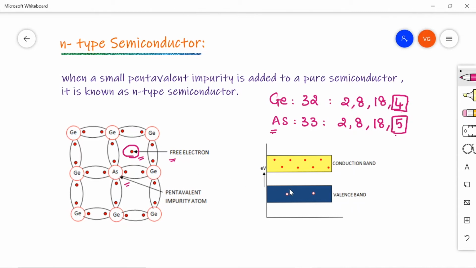Even at room temperature it will form electron-hole pairs. But the domination of electrons here makes the number of electrons in this N-type semiconductor more compared to the number of holes. So that's why, in the N-type semiconductor, N stands for negative. The predominant nature of electrons over holes makes the semiconductor an N-type semiconductor.